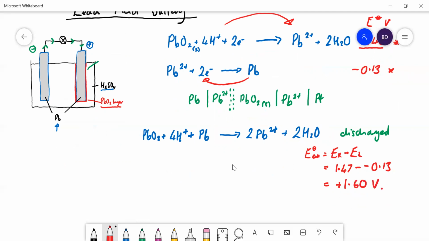Now, we actually get a higher voltage than 1.60 because this is not under standard conditions. We see why it's not under standard conditions. It's all due to the fact that you've got lead ions in solution here, and you've also got sulphate ions from the sulfuric acid. Well, lead sulphate is actually very insoluble, and so you're going to form a precipitate of lead sulphate.